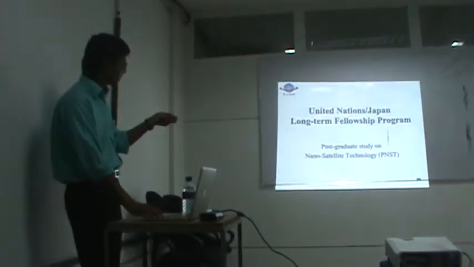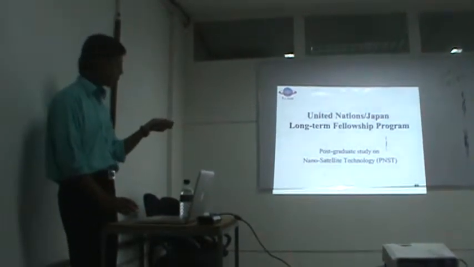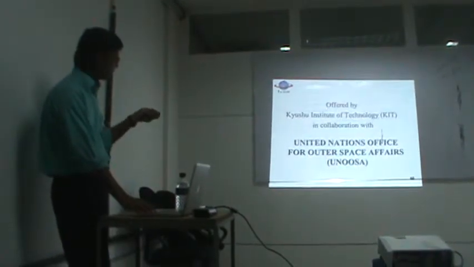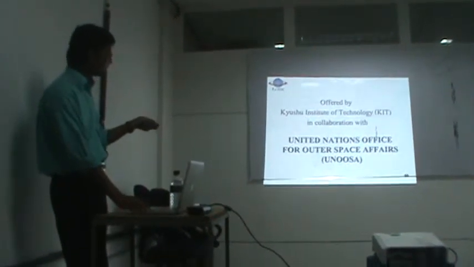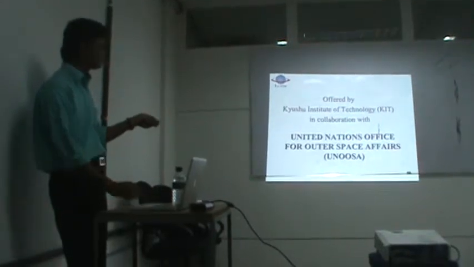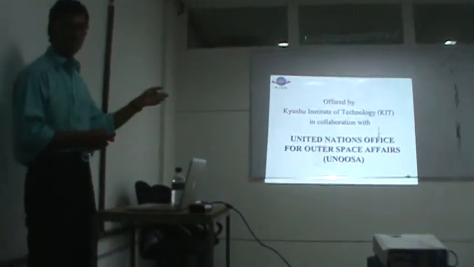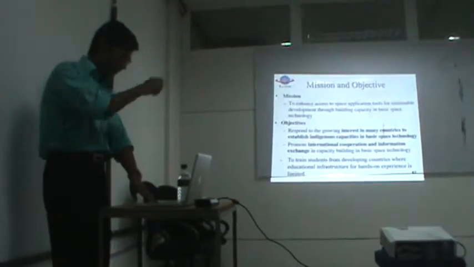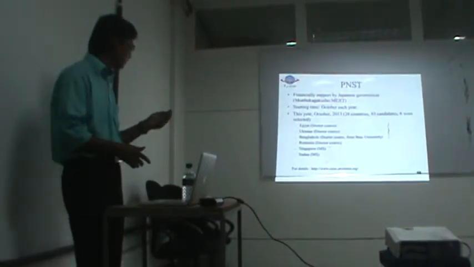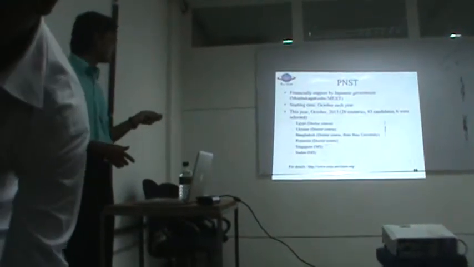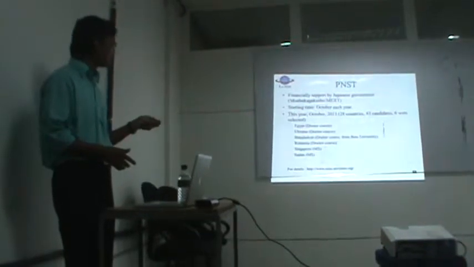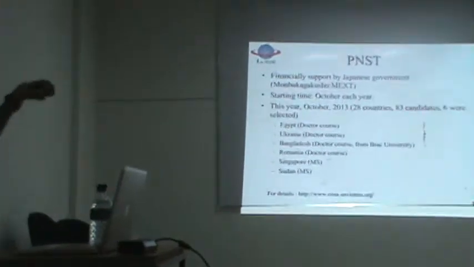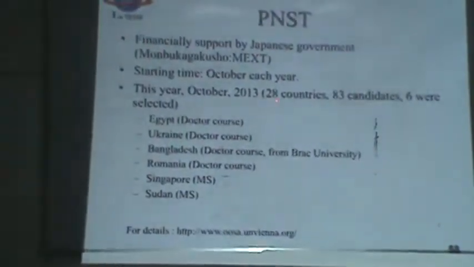And also we have the United Nations Japan long-term fellowship program. We call it postgraduate study on nano satellite technology. Okay. And this is offered by KIT, and it is collaborative with the United Nations Office for Outer Space Affairs. So we are collaborating with each other. And there are some missions, please keep it actually. And this scholarship is financed by the Japanese government. The starting date is October each year. So if you want to apply, you have to apply earlier.